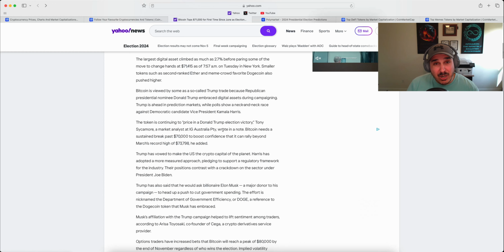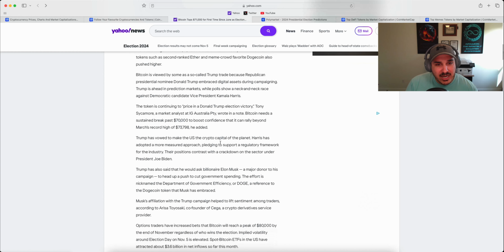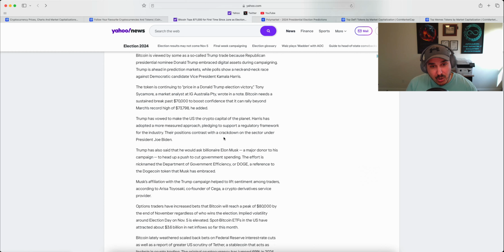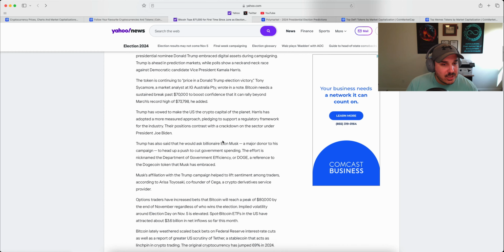So remember, this price right here is baking in a Donald Trump victory, kind of buying the rumor, selling the news. Now, Trump has vowed to make the U.S. the crypto capital of the planet, which he does want to move Bitcoin mining here and make it the biggest place on earth when it comes to Bitcoin mining and when it comes to crypto.